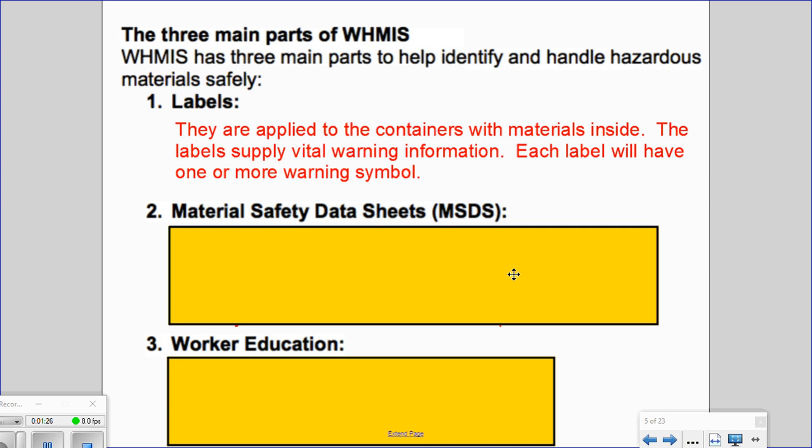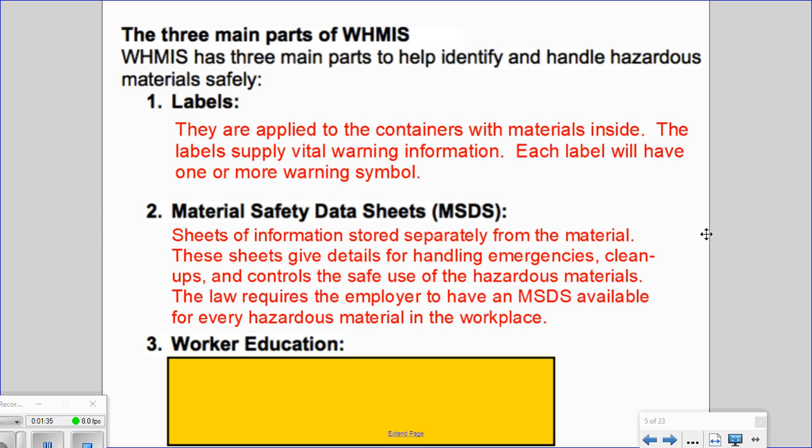There is the Material Safety Data Sheet, the MSDS, or as referred to now, the SDS, the Safety Data Sheet. These are sheets of information stored separately from the material. These sheets give details for handling emergencies, cleanups, and controls the safe use of the hazardous material. The law requires the employer to have an MSDS available for every hazardous material in the workplace. So at your workplace, when you receive WHMIS training, for any chemicals that are used, there should be an MSDS sheet for that particular chemical.